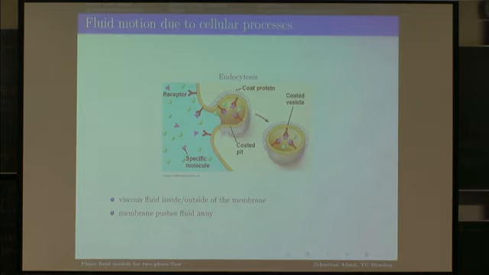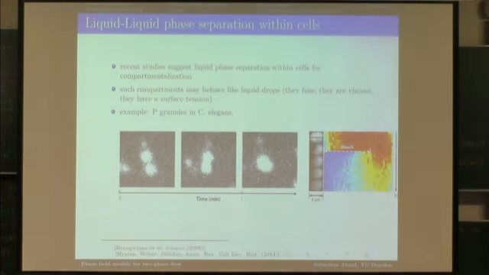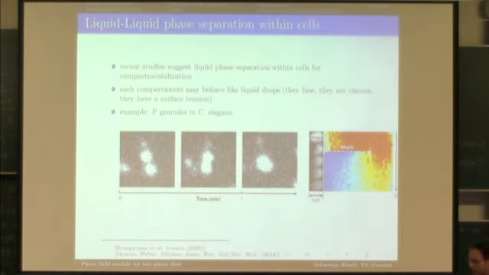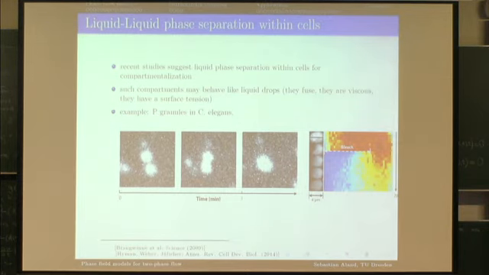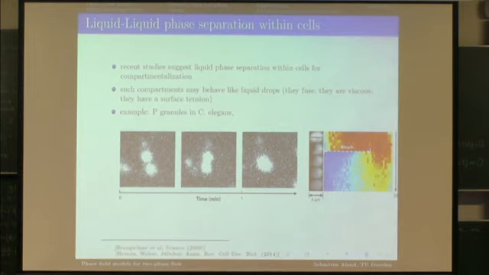Processes at very small length scales can be dominated by fluid dynamics. For example, endocytosis, where the cell membrane will bud and push fluid away to form a vesicle in the cell. And very recently, a nice investigation showed that two-phase systems also appear on very small length scales inside of cells. This was found by a group in Dresden: liquid-liquid phase separation occurs within cells. What they investigated were P granules in C. elegans.